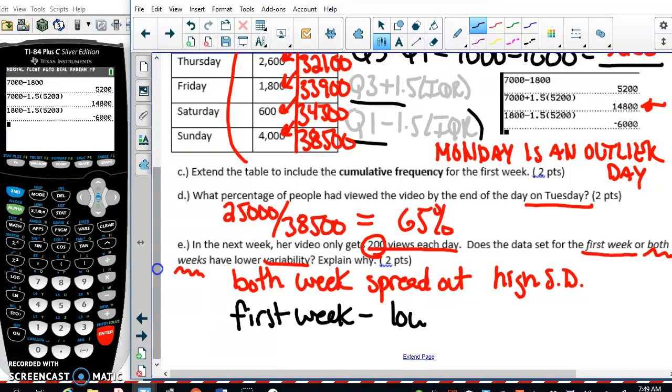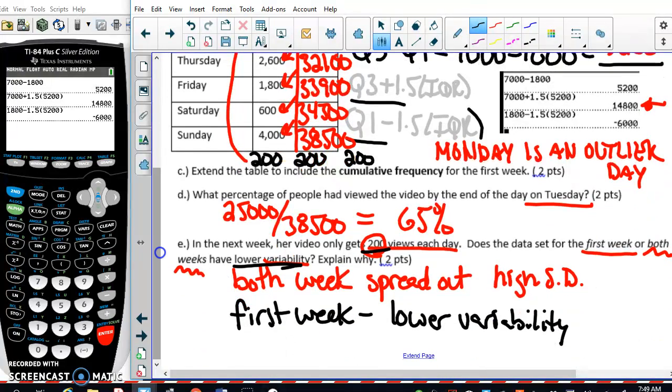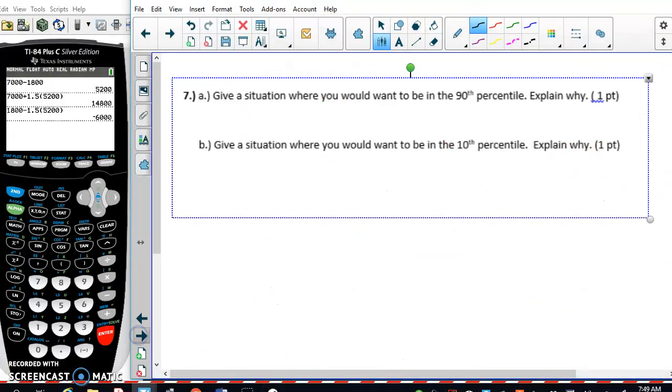Okay, the first week has the lower variability. Because once you start adding all these 200s in, you have the data set, and you're adding 200 for the next day and 200 for the next day and 200 for the next day, right? All those 200s make the data set more spread out than it is. We don't want that. We want a low variability. We want the data close together. All right, how are we doing?